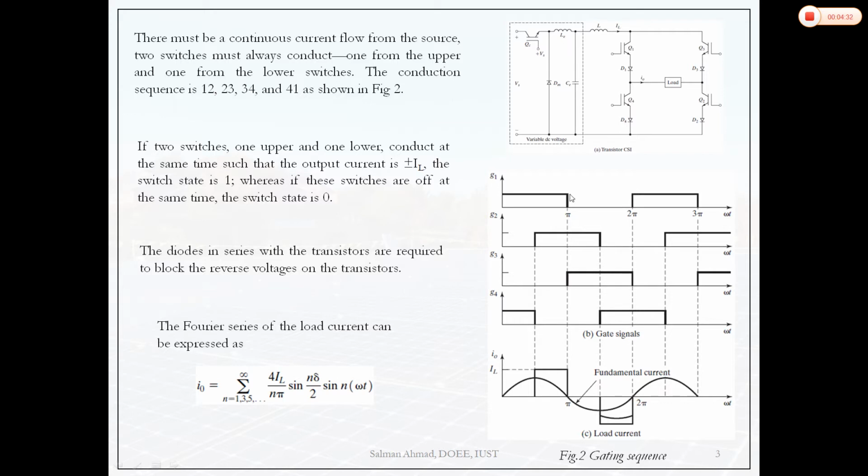So for the gating sequence, you can see G1, this transistor is turned on for pi radians, or half of the time period. Then for G2, we have to shift the gate pulse of G1 by pi by 2. So if we shift this gate pulse by pi by 2, or depending on the desired magnitude of the current that is flowing through the load, we can shift that pulse.